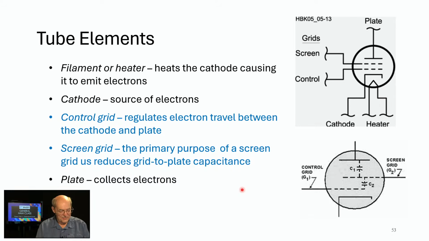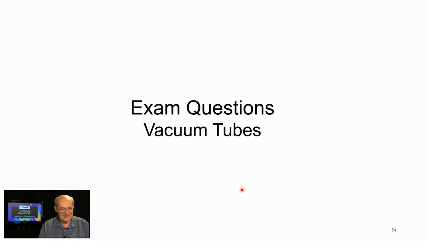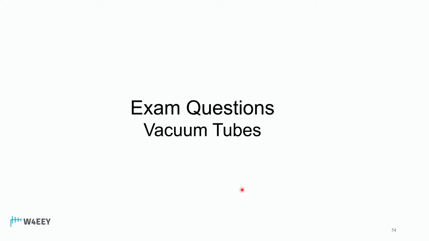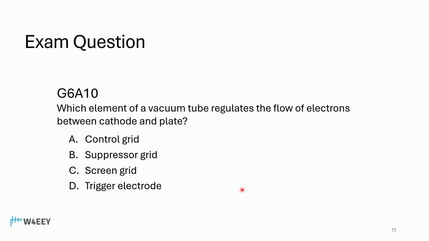All right, right into some questions. Again, we're just skimming the surface on this stuff. Which elements of a vacuum tube regulates the flow of electrons between the cathode and the plate?